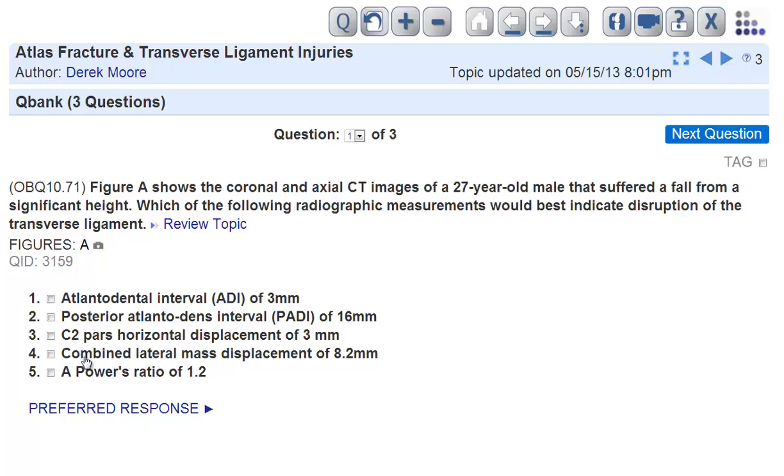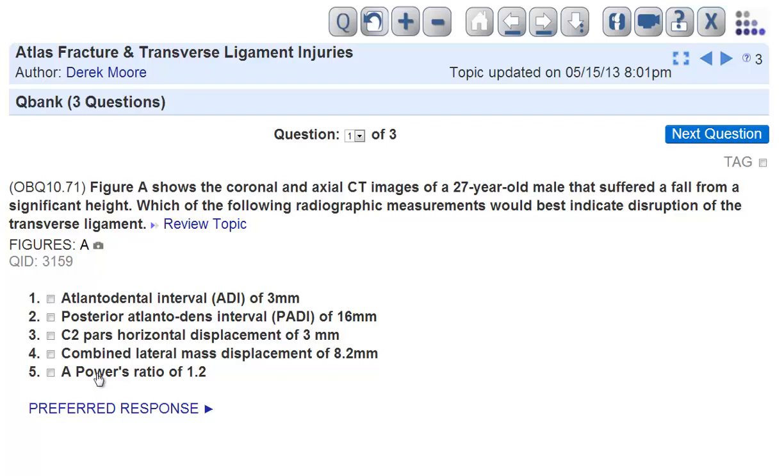C2 pars horizontal displacement of 3 millimeters. This would not be relevant to this type of fracture. This is a displacement that you see on spondylolisthesis or hangman's fracture, and that would not involve the transverse ligament.